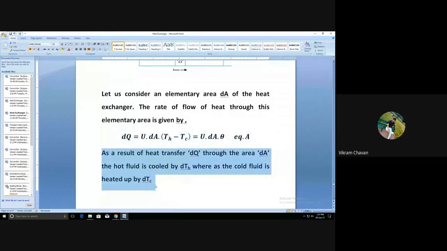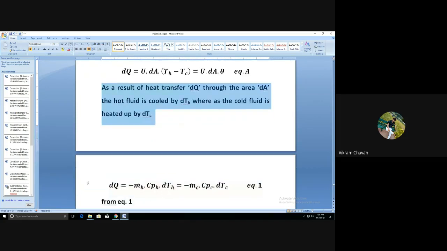Then next, as a result of heat transfer dq through the area dA, the hot fluid is cooled by dT suffix h, whereas the cold fluid is heated up by dT suffix c.